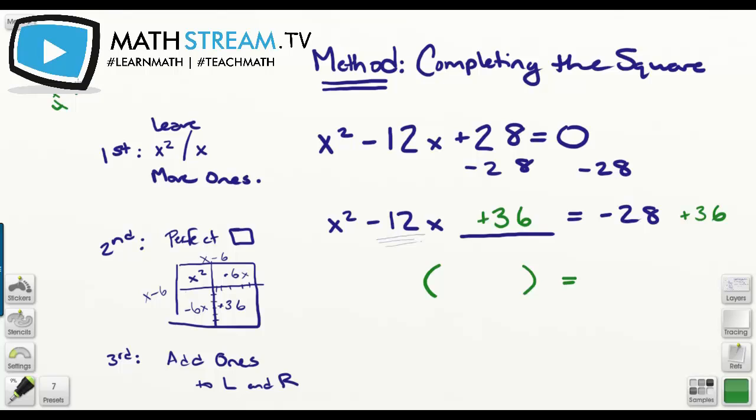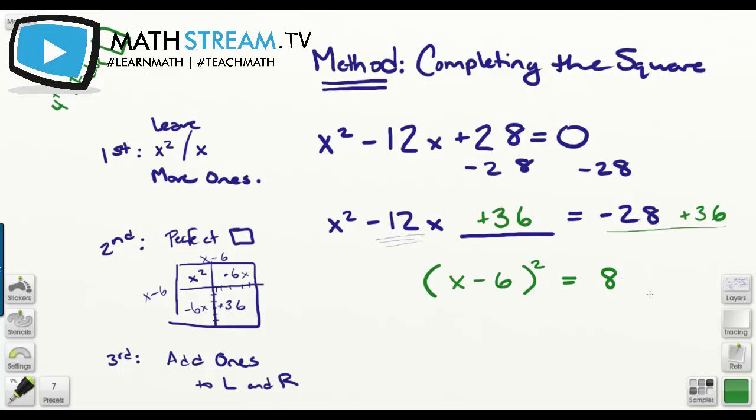So the next step is factor our square, which will be x minus 6 times x minus 6, which I can write nicely as x minus 6 squared, right? X minus 6 times itself. X minus 6 times x minus 6. And we also can combine negative 28 and 36 to get 8. So now I have my equation. X minus 6 squared equals 8.